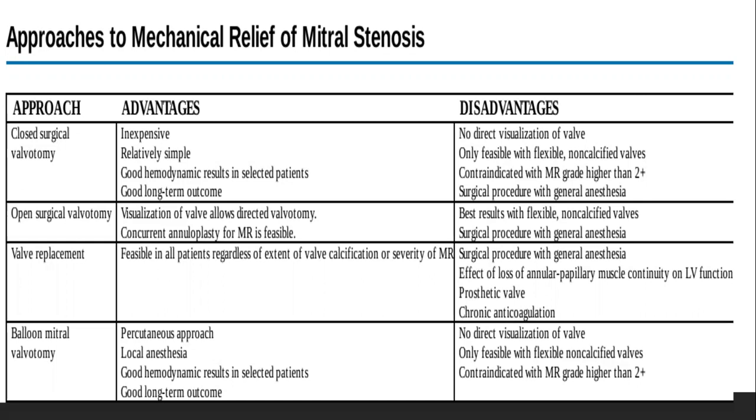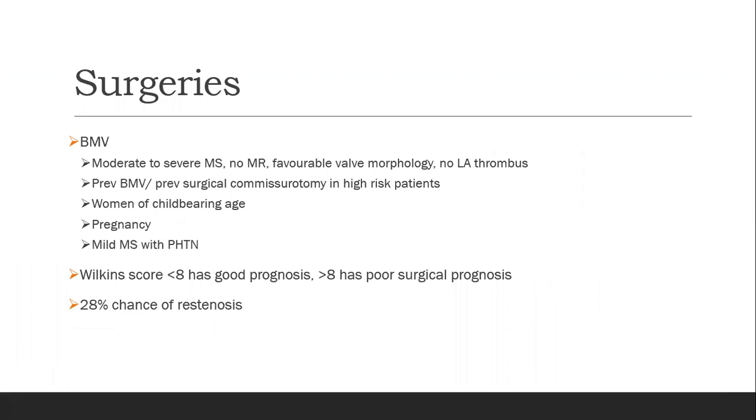There are specific indications. For example, when do you do balloon mitral valvotomy? Obviously, this is the first preferred one because it is non-invasive. So balloon mitral valvotomy is done when the patient has pure MS without MR. There is no left atrial thrombus. There is no vegetation. The valve is not calcified. Only then will the procedure be easy. The other indication is that balloon mitral valvotomy is preferred in pregnancy.